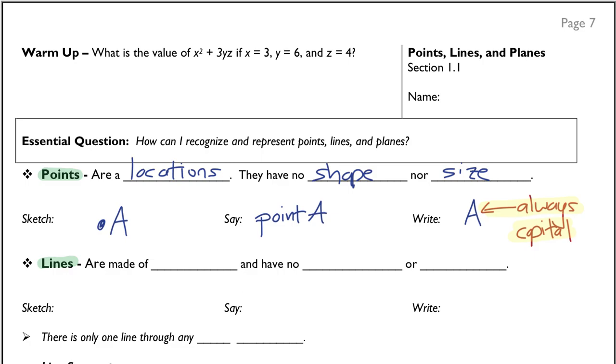So now let's talk about lines, which we highlighted in green. They are made of points. So there's a lot of points that are going to be strung together, and they actually have no thickness, nor do they have any width.